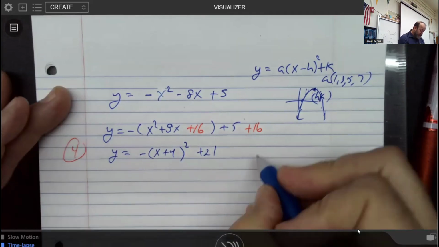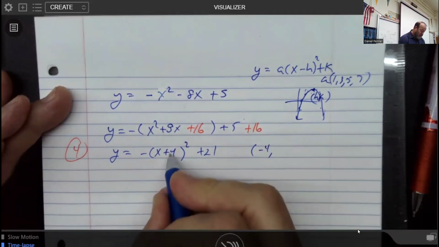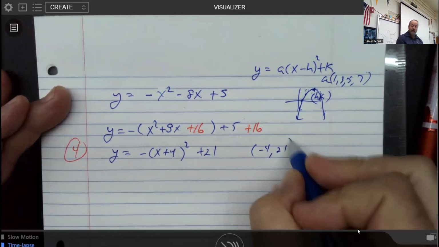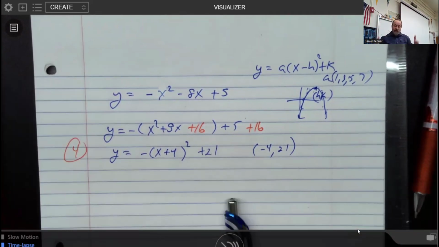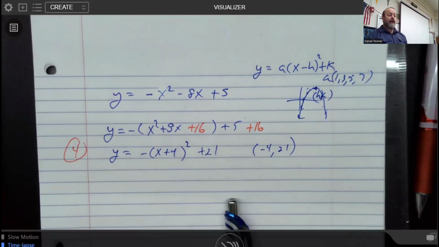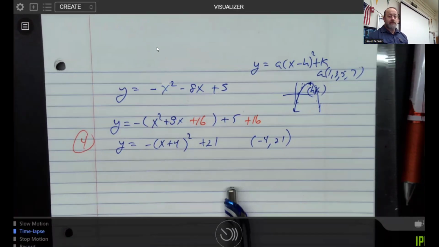So it looks to me like my vertex would be at -4, comma, positive 21, and it should extend down using a 1, 3, 5 pattern. So I think we should go ahead and take a look at that and make sure that this actually makes sense with how we have set this thing up.